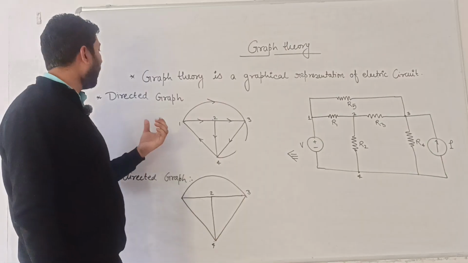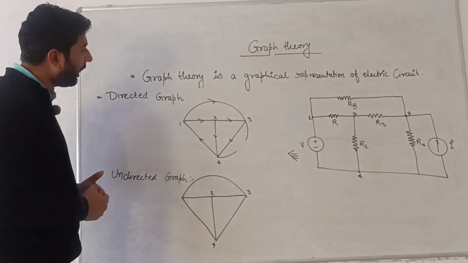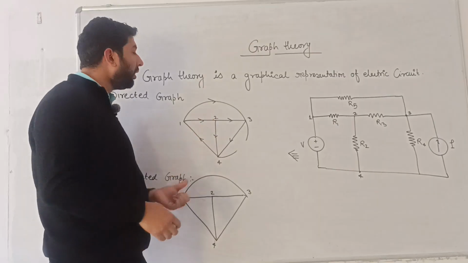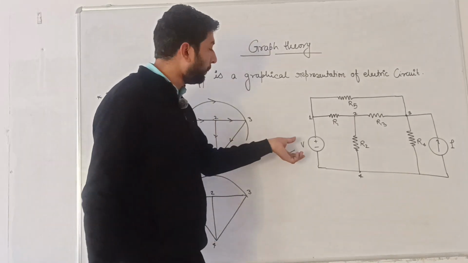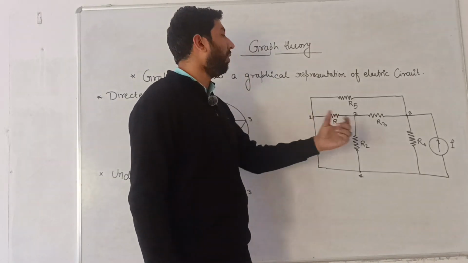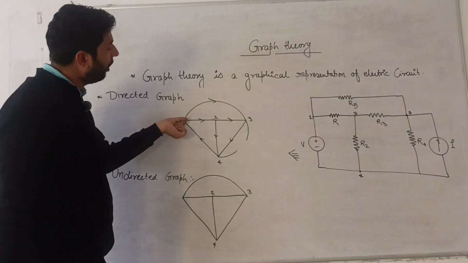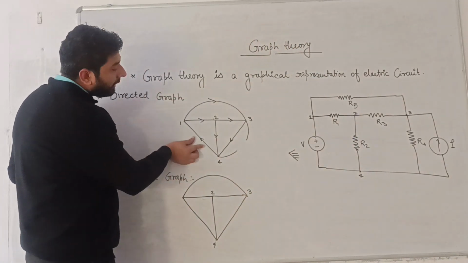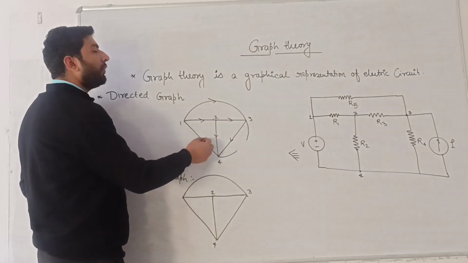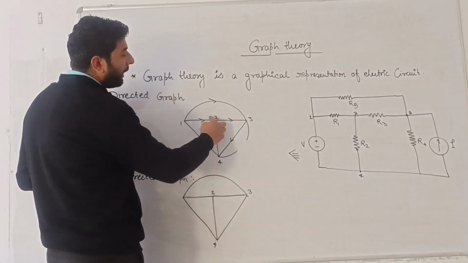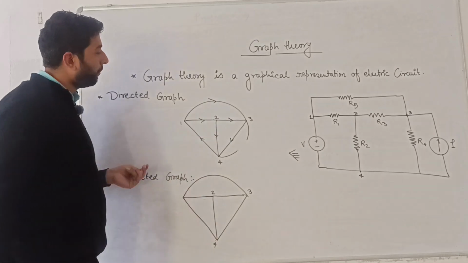The third type of graph is called the directed graph. In this type of graph, we are taking the direction of the energy which is produced by the voltage source or current source in a circuit. So I will show the arrow. This arrow shows the energy transfer from the voltage source to the electrical elements that are present in the system.